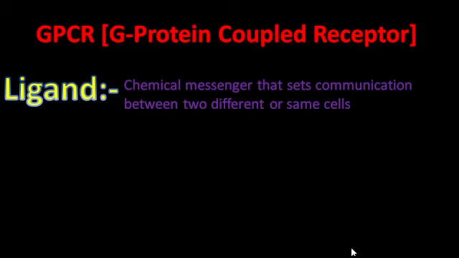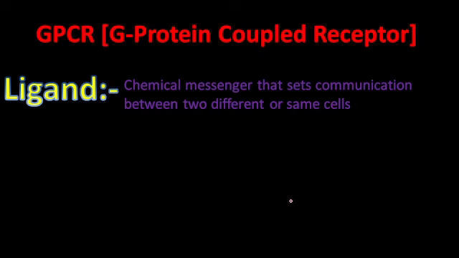But before discussing GPCR, we should understand what a ligand is. Now, as I have written the definition, a ligand is basically a chemical messenger that will set up communication between two different cells, or we can say two same cells.